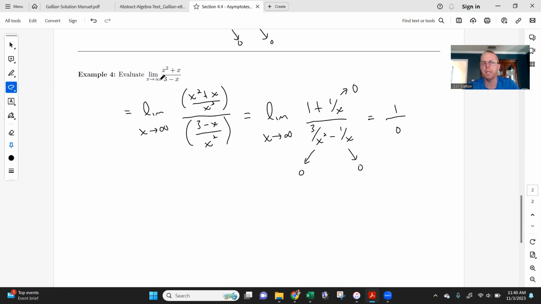So imagine we are plugging in big numbers for x. So we have 3 minus some huge number. That is clearly going to be negative. So the denominator is always going to be negative. The numerator is always positive, and with this having an x squared and this having a lower degree polynomial, the numerator is going to be growing much, much, much faster once x gets big enough. So this is a positive number over a very small negative number, and so that is going to go to negative infinity.